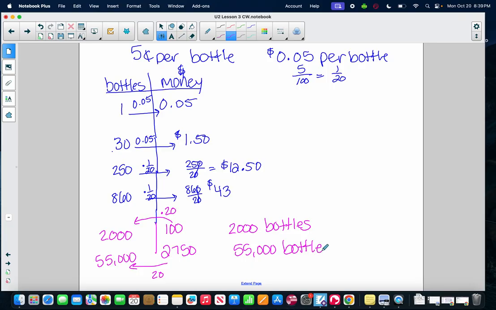So we know that 1/20th, or 5 cents, means 5 cents per bottle. The 20 would mean at $1, I have 20 bottles, or 20 bottles per dollar.